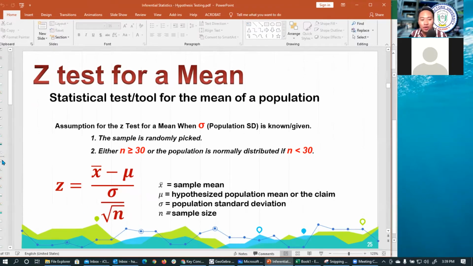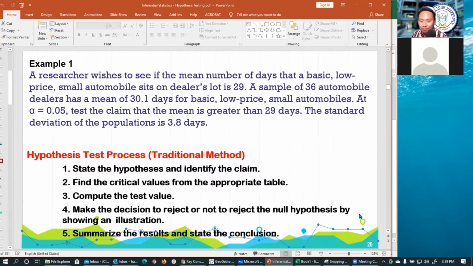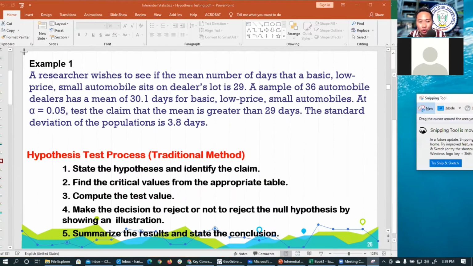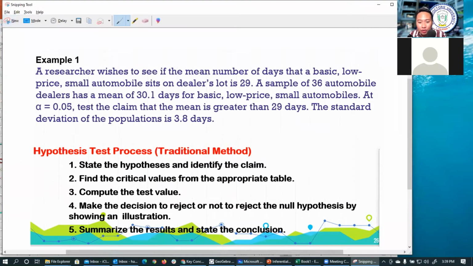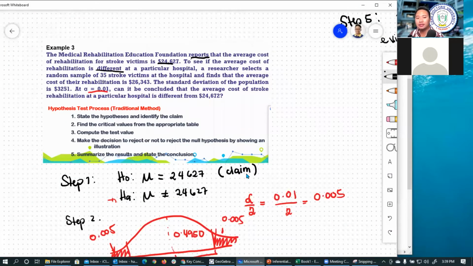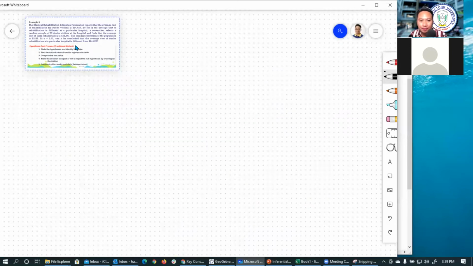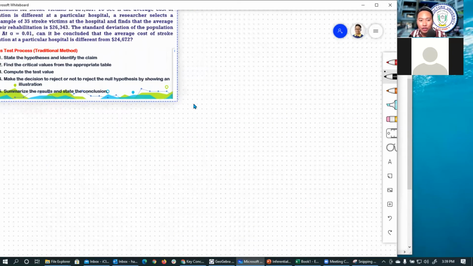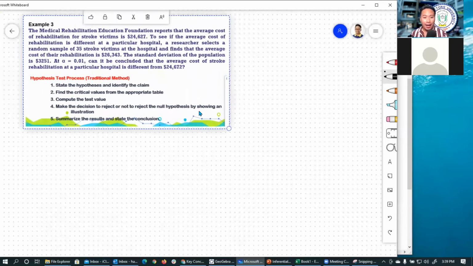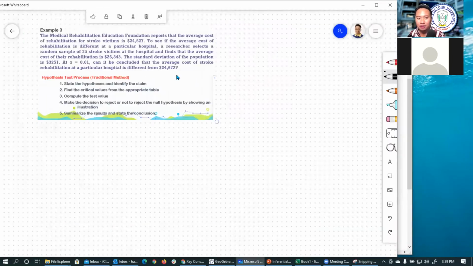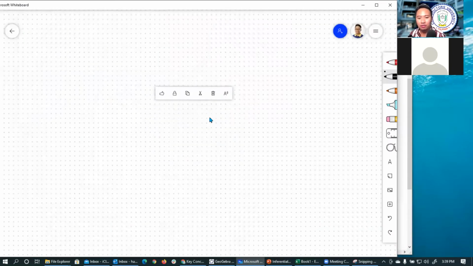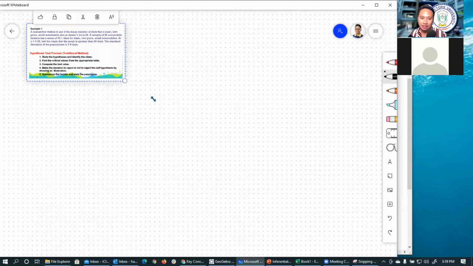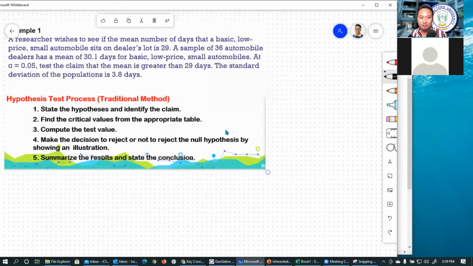So let's proceed to one specific example here. I'm going to take a screenshot of this item, guys, and then I'm going to show the solution using our whiteboard here. I hope it's visible on your end. Okay. The medical rehabilitation. No, this is not the right one. It's not that. It should be this one. Okay. That one covers the right example.